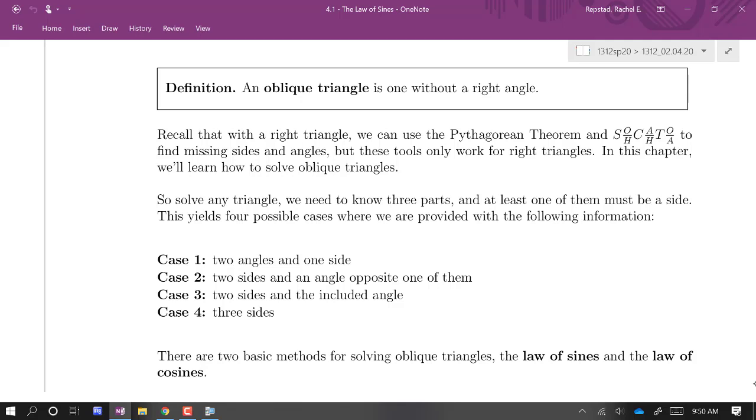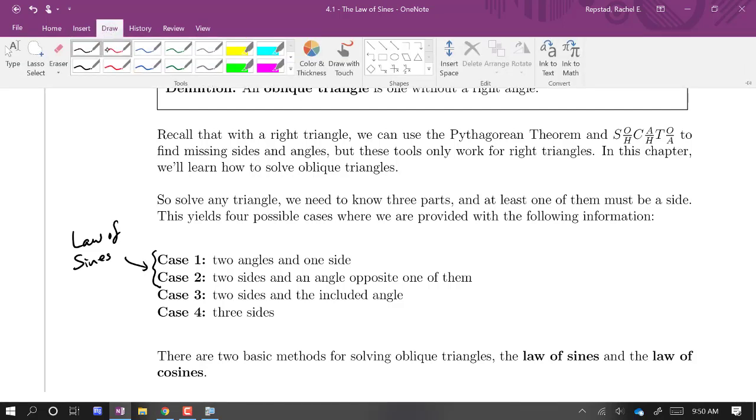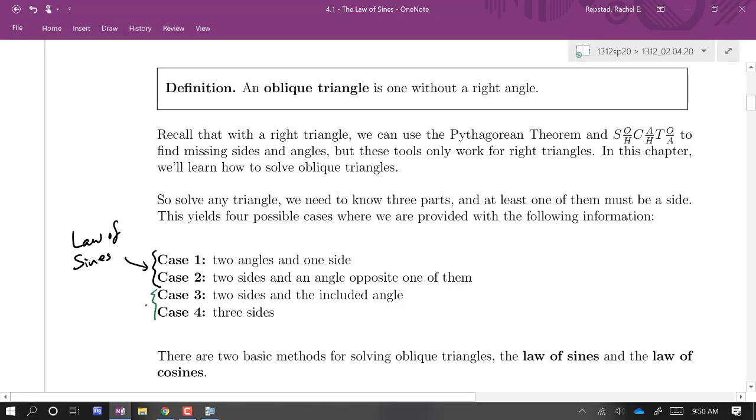We have two rules, two concepts, to solve these. We're going to focus on the first two cases today, and in the first two cases, we can use the law of sines to solve. The last two cases we'll do next week, or not next week, probably on Thursday. Well, we'll see when we get to it. The last two cases we'll use the law of cosines.